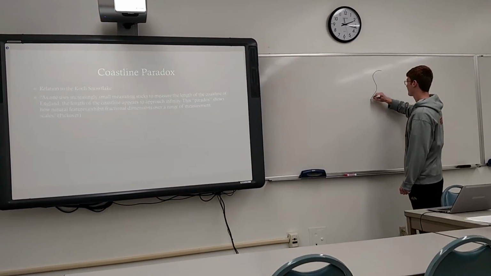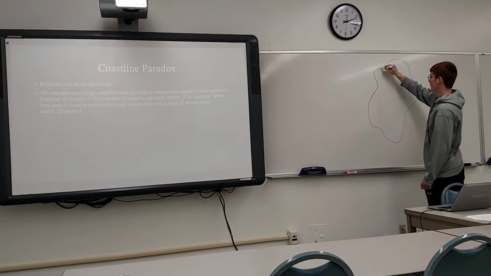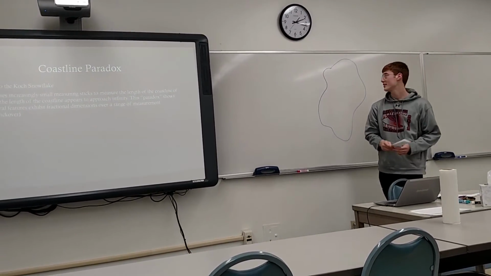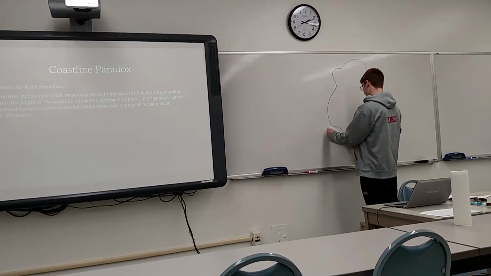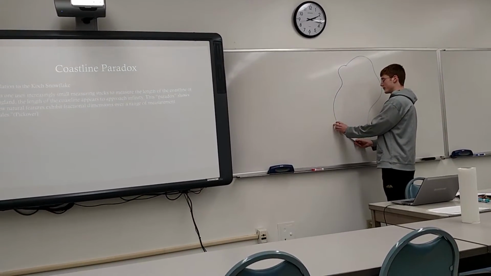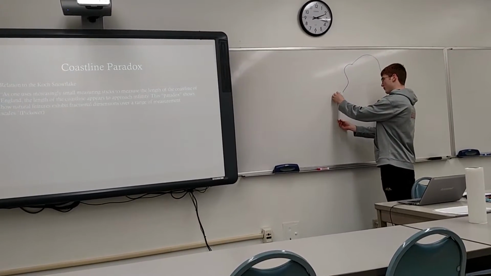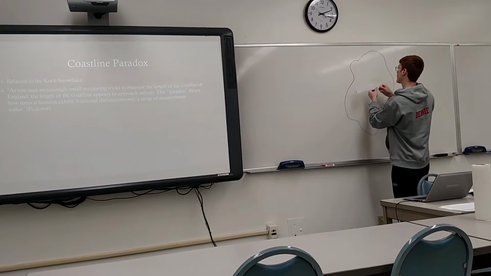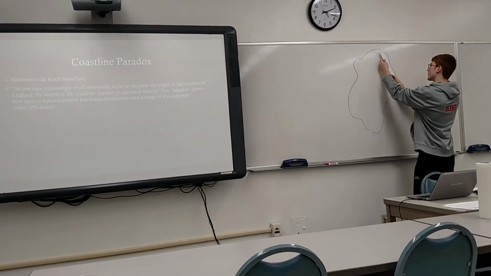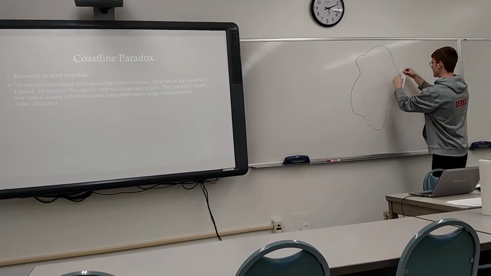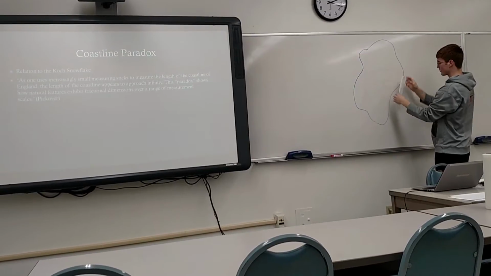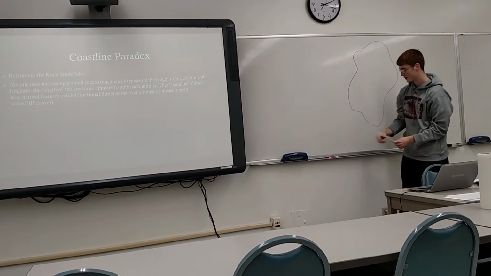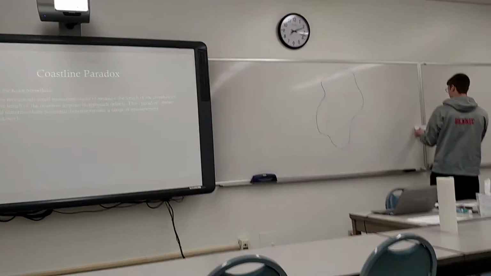So if this is our coastline of England, and this is going to be our measuring stick, we'll go around and measure it. So there would be 1, and 2, 3, 4, 5, 6, 7 and a half, just about. So I'll put that length up here on the board.